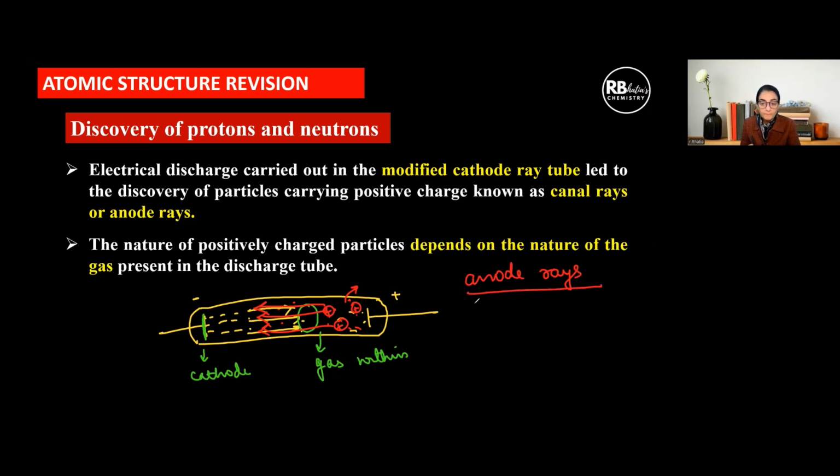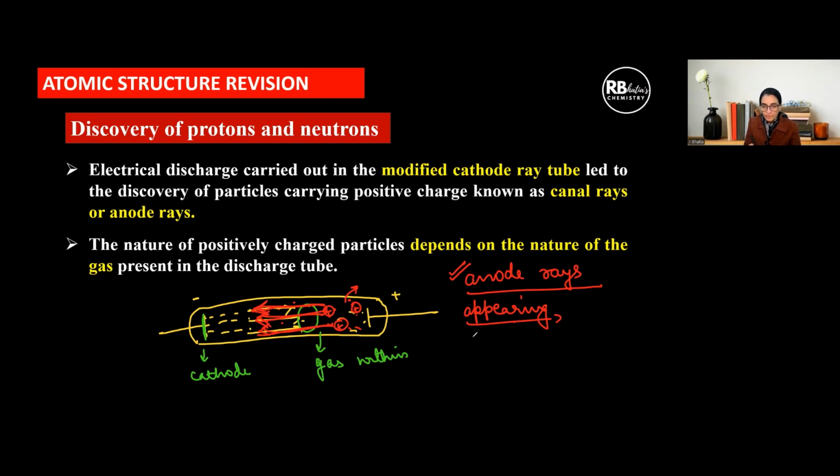Because they were appearing to be originating from anode, right? They were not actually starting from anode, but since they were moving towards cathode, it was thought that they start from anode. So please be careful. Anode rays appear to be coming from anode, they do not originate from anode.